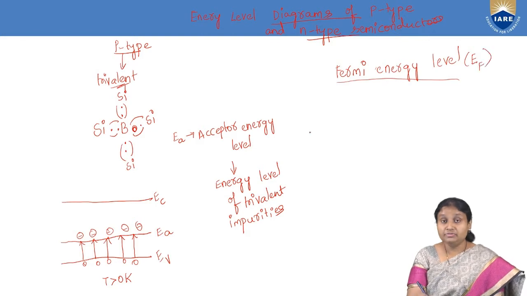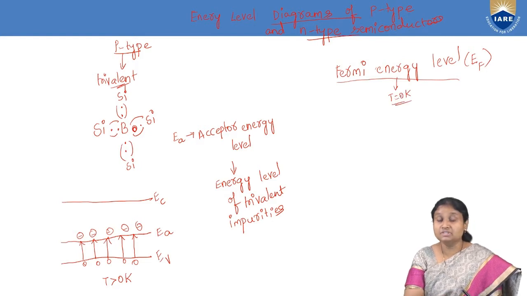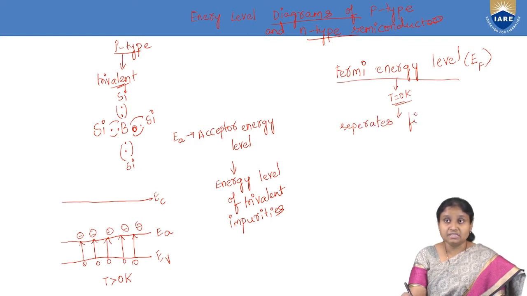If I try to give its definition at T equal to 0 kelvin, the Fermi energy level definition at T equal to 0 kelvin is uniform for all semiconductors. And how is it defined? It is the energy level which separates filled energy states and unfilled energy states.